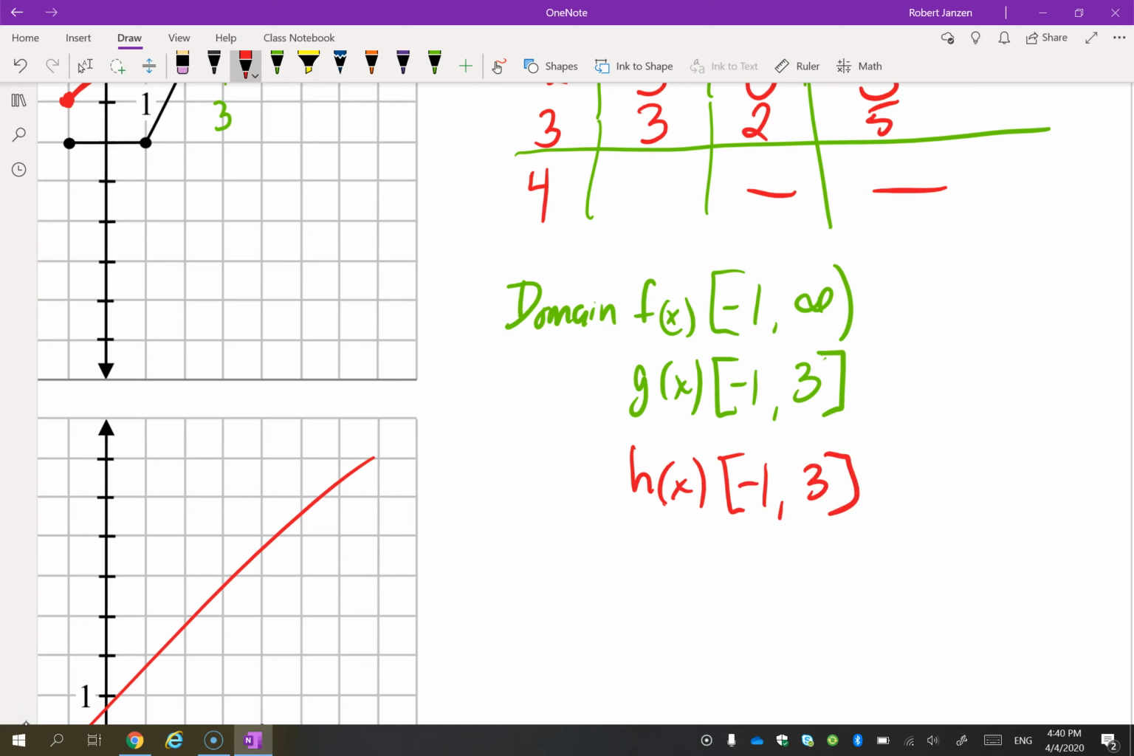This is important to understand. The domain of the composition function, the combining of these two, is the overlap of the domains. Okay?